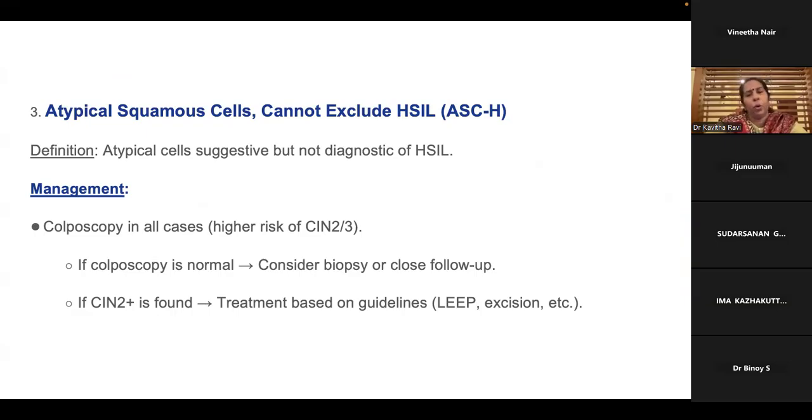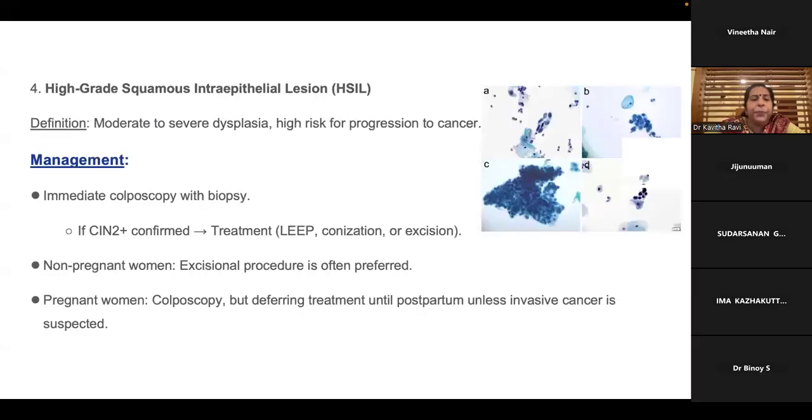Here, in all these cases, we need to do a colposcopy. And if colposcopy is normal, you can still consider doing a cervical biopsy, or the patients can be kept under close follow-up. But if you find a high-grade dysplasia or an HSIL, squamous intraepithelial lesion, there are different treatment modalities, which I'm not that familiar with. The gynecologist will be knowing, like the loop electro excision procedure, etc.